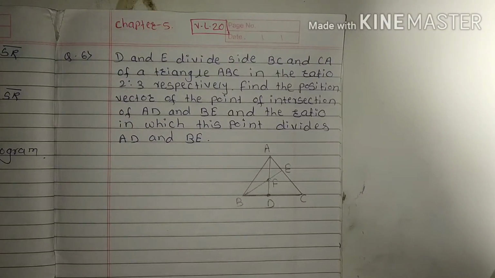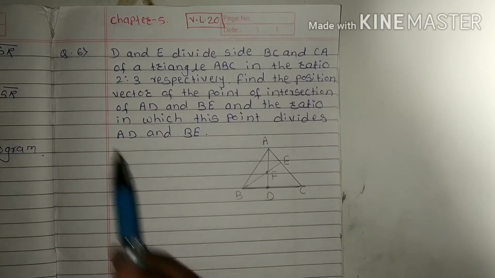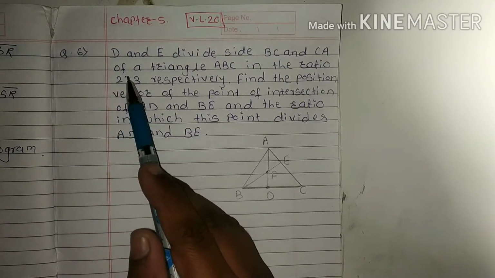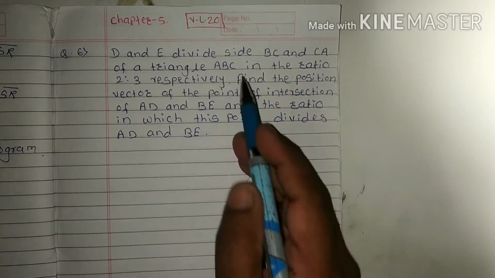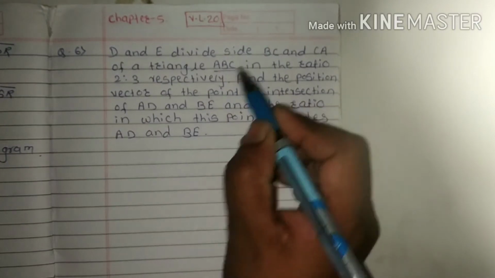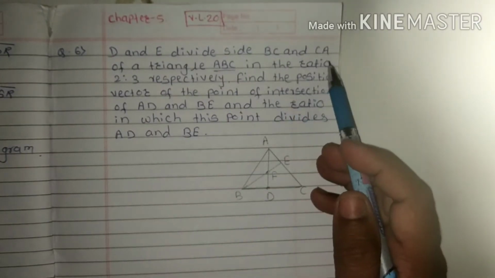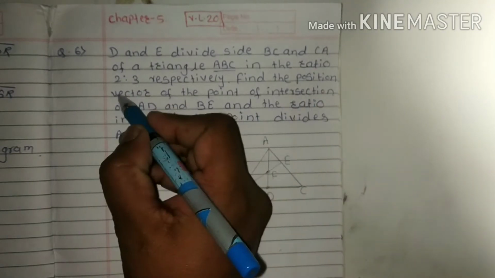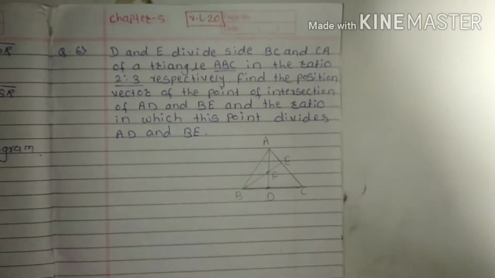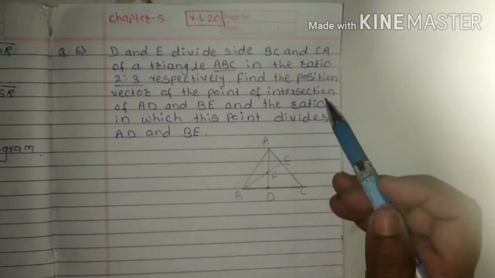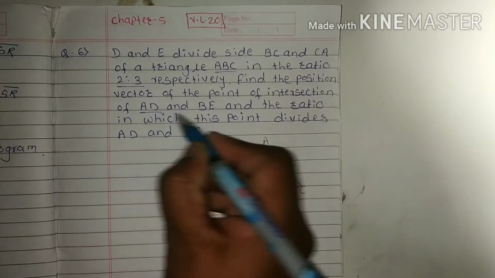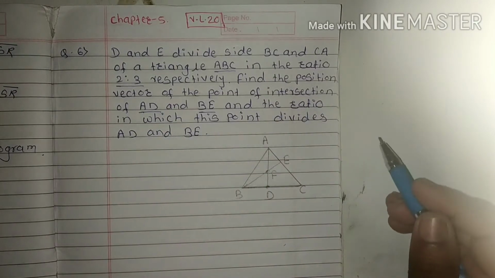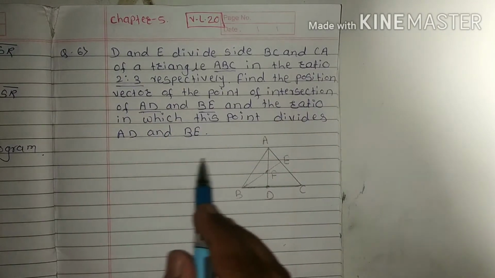Hello students, now we are continuing the next examples of vectors, exercise 5.2, question number 6. Points D and E divide the sides BC and CA of a triangle ABC respectively in the ratio 2:3. Find the position vector of the point of intersection of AD and BE and the ratio in which this point divides AD and BE.